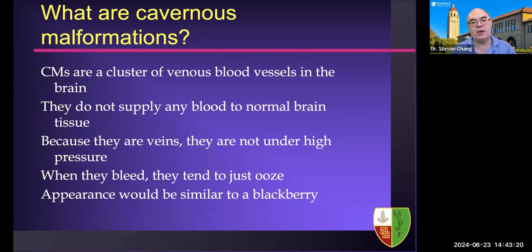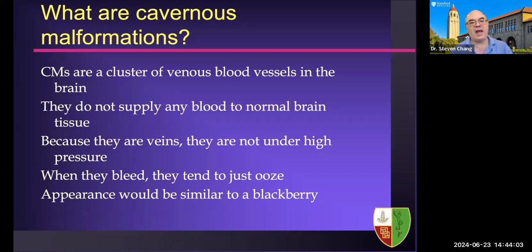So they are low pressure. They're not high arterial pressure, but low venous type of pressure malformations. Again, they do not supply blood to any normal brain tissue. And because they are veins, they're not really under high pressure. Like other blood vessel abnormalities of the brain, cavernous malformations can hemorrhage and bleed. Their bleeding pattern is different than it would be for a high pressure arteriovenous malformation. Cavernous malformations just tend to ooze and puddle blood around themselves because the blood is under low pressure.